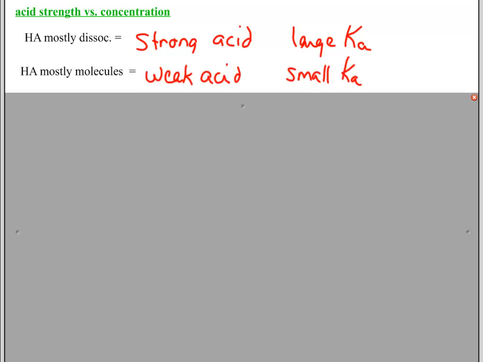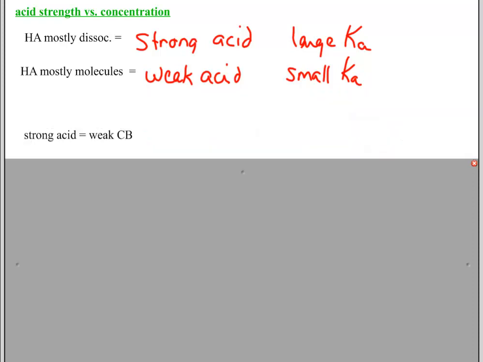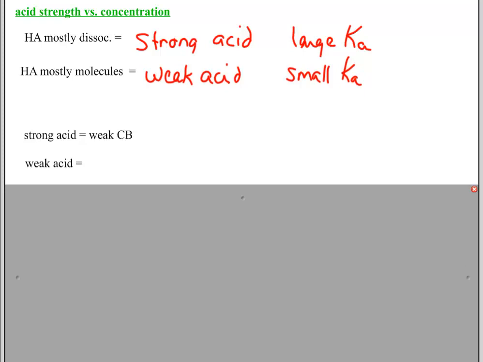Remember, these Ks are just equilibrium constants. The subscript is reminding us that it's an acid equilibrium that we're looking at. If I have a strong acid, then it turns out that I have a weak conjugate base. If I have a weak acid, the converse is true. I have a strong conjugate base.